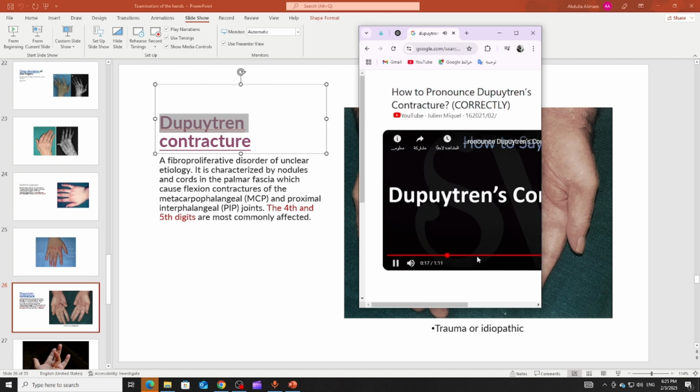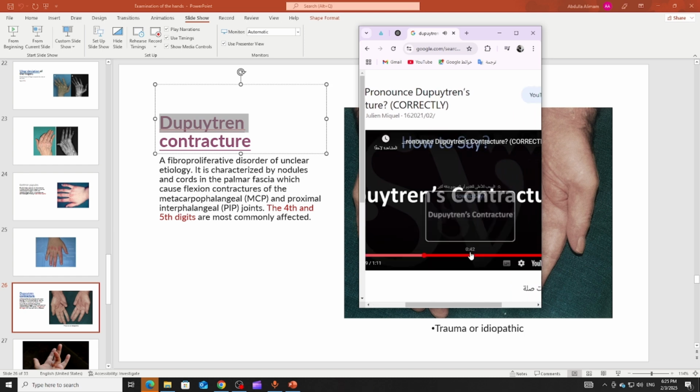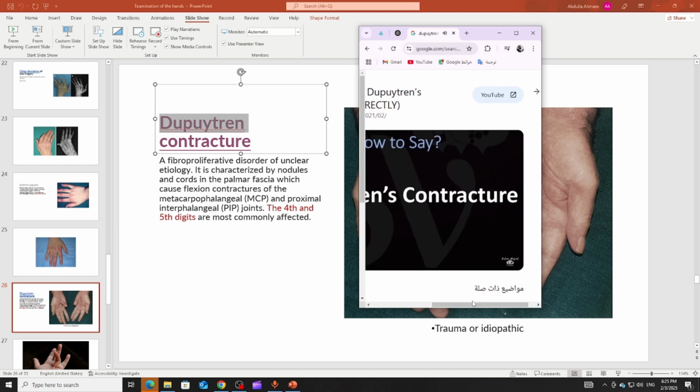This was named after a historic figure, Guillaume Dupuytren. But it would be fine in English to say Dupuytren's contracture.